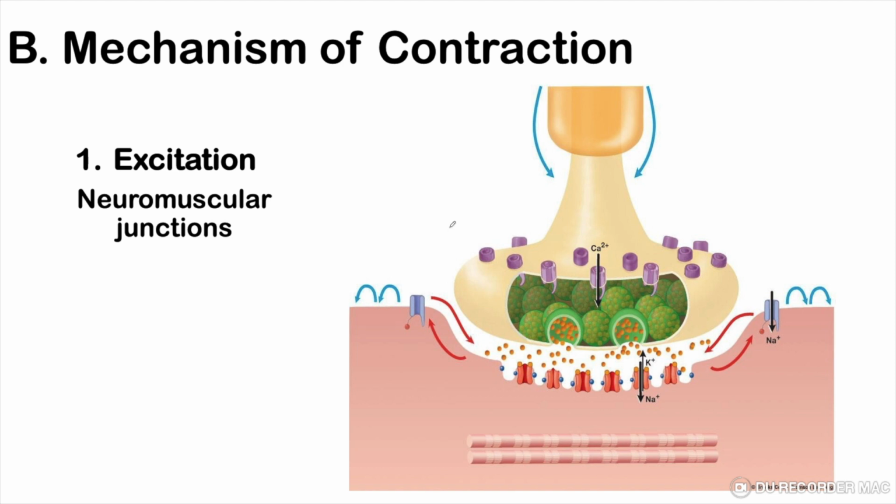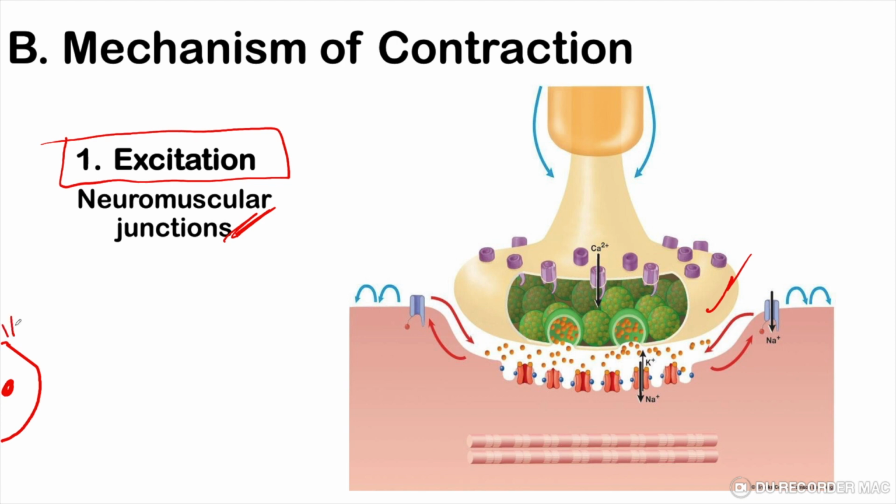Okay, now let's talk about the mechanism of contraction. The first step of the contraction process for a skeletal muscle is the excitation phase. This happens at the neuromuscular junction. Remember the axon terminals, the terminal buttons, the small swellings, the synaptic knob right here. But before we go here, let's trace back further on the nerve that caused that action potential. So again, this is your nerve. It has your dendrites. It has your axon.